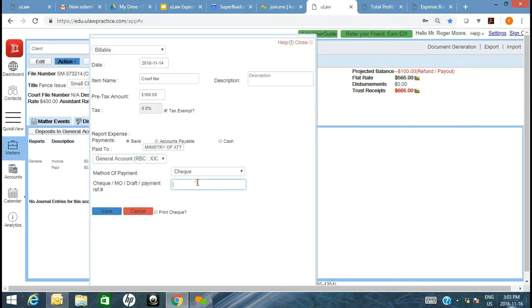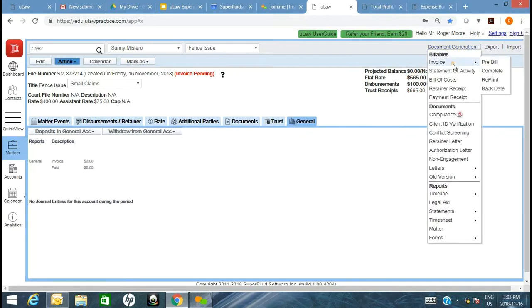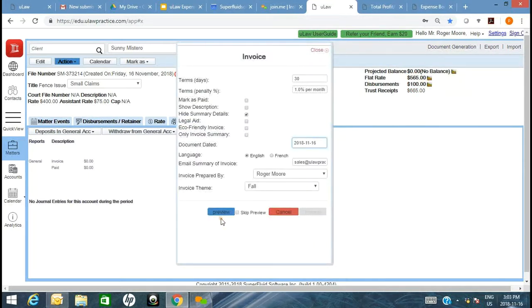and let's assume you used a credit card and you paid for a general account check, okay? So this is a $100 disbursement for court fee, which is required for you to be recovered. But we tracked all the particulars of the date, what was it for, when did it occur, how did you pay for it, etc. Now it's important that you generate an invoice, okay?